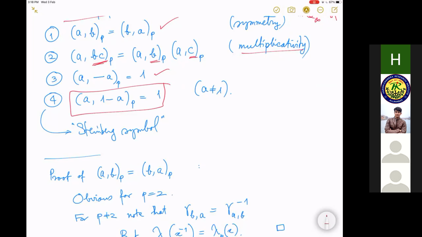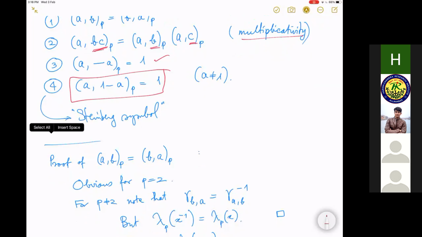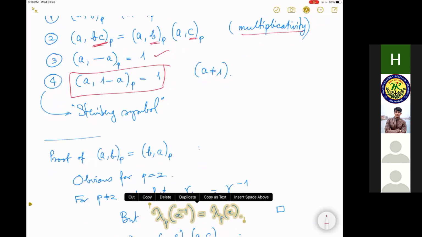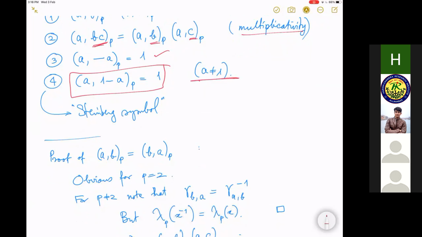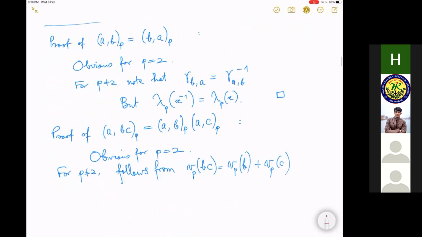So it says that (a,1-a)_p is equal to 1 whenever a is different from 1, of course. If a is 1, then this becomes 0, and that doesn't make sense. The Hilbert symbol is defined for a,b in Q_p star, right? Then you have this Hilbert symbol (a,b)_p, which is in Z star, which is plus minus 1. So let's prove these things.